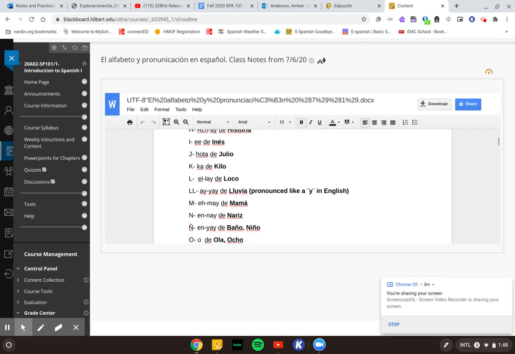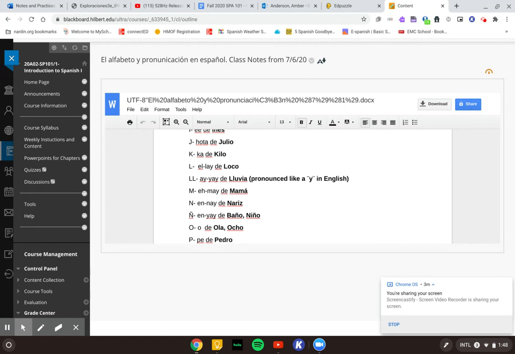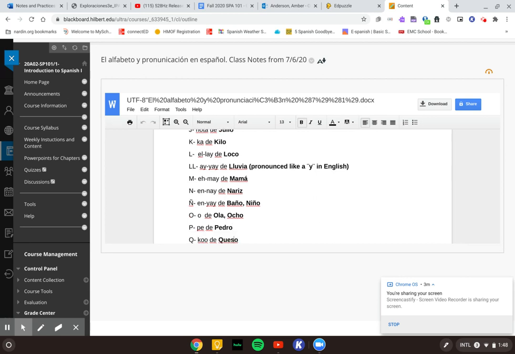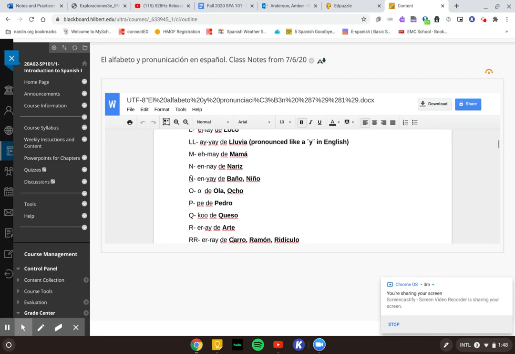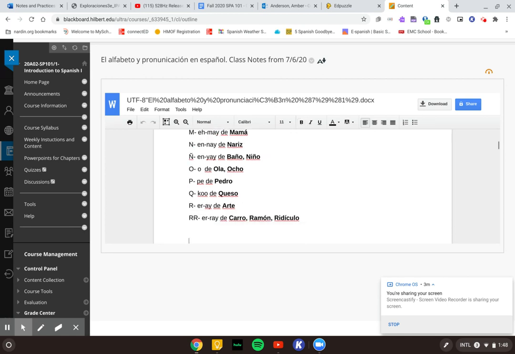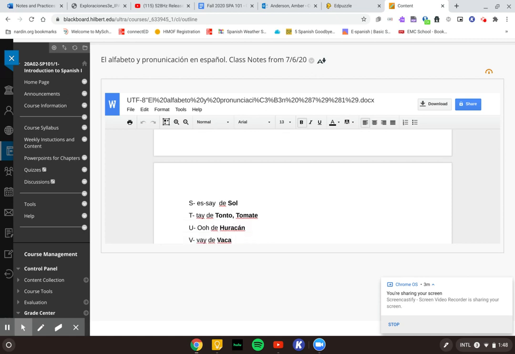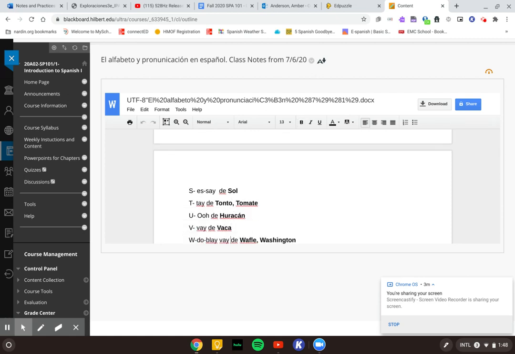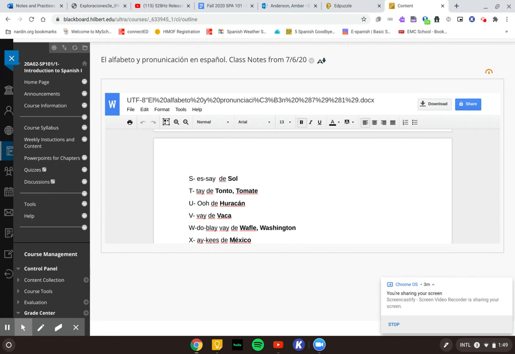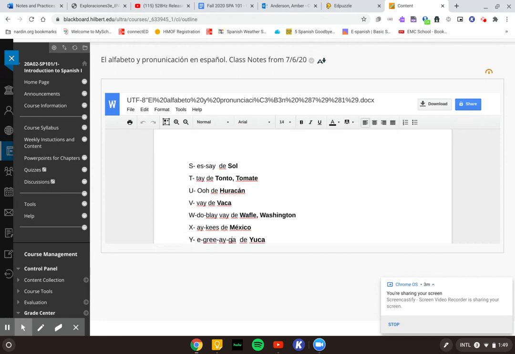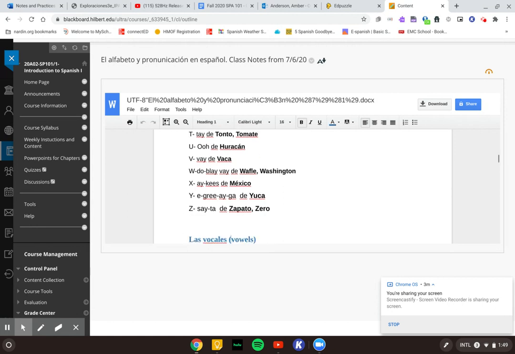N. Same with ñ. It sometimes does not appear in the written alphabets, but it is an important sound because you're going to see it a lot with the little tilde on the top of the N. Ñ, O, P, Q, R, R, S, T, U, V, W, X, Y, sometimes now shown as Y, and Z.